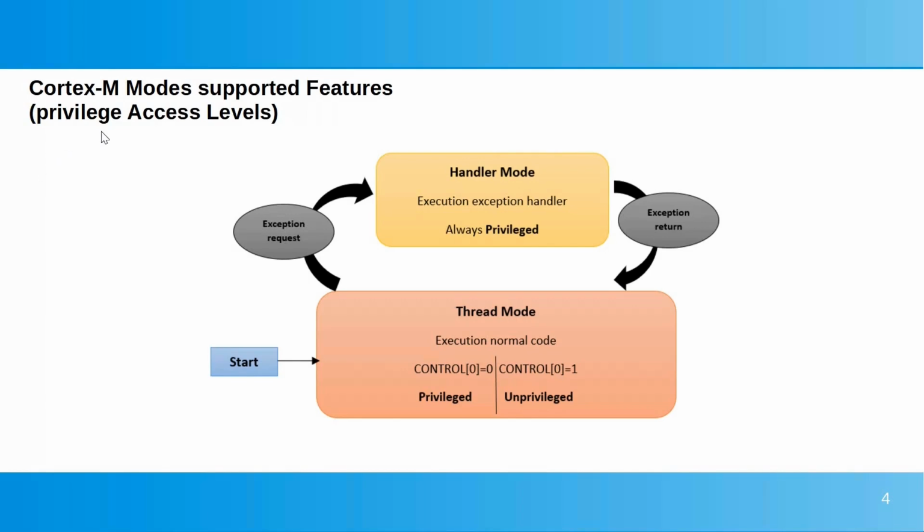In terms of privileged access levels, the handler mode will always execute in privilege level. Privilege level means basically the CPU will have access to the different CPU special registers, as well as the special hardware block registers like the MPU registers.